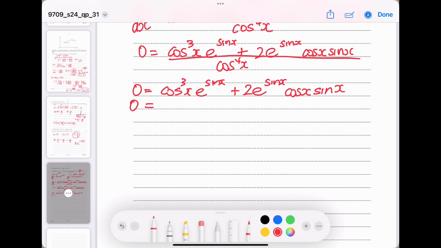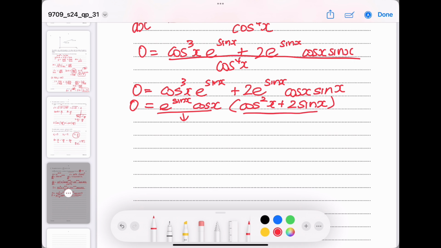I can factorize here, so I can bring e to the sine x and cos x out here, which leaves me with cos squared x plus 2 sine x. I know that this cannot equal 0 because we've got e to the power of something. So I'm going to focus on this bracket.